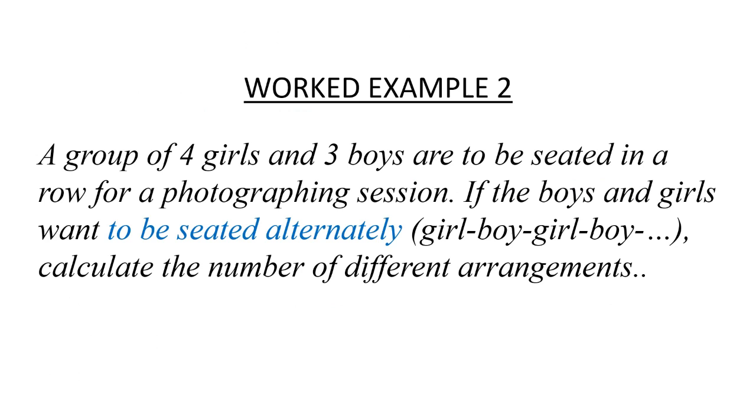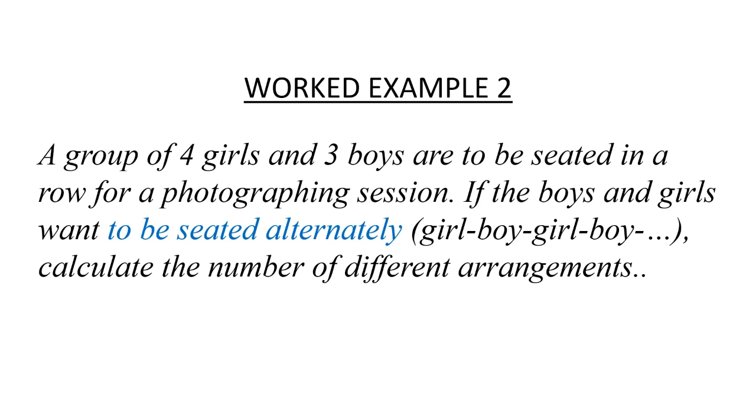Worked example 2. A group of 4 girls and 3 boys are to be seated in a row for a photography session. If the boys and the girls want to be seated alternately, this is the condition, which means girl, boy, cannot be girl, girl, cannot be boy, boy, must be alternate. Calculate the number of different arrangements that we can make.